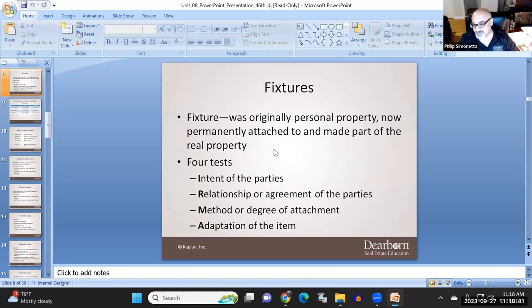You can't tear it out of the wall, right? Yeah. So that's how you look at this, right? Does that make sense? Yes. However, who is the one that judges that? Like, how does that come into play?